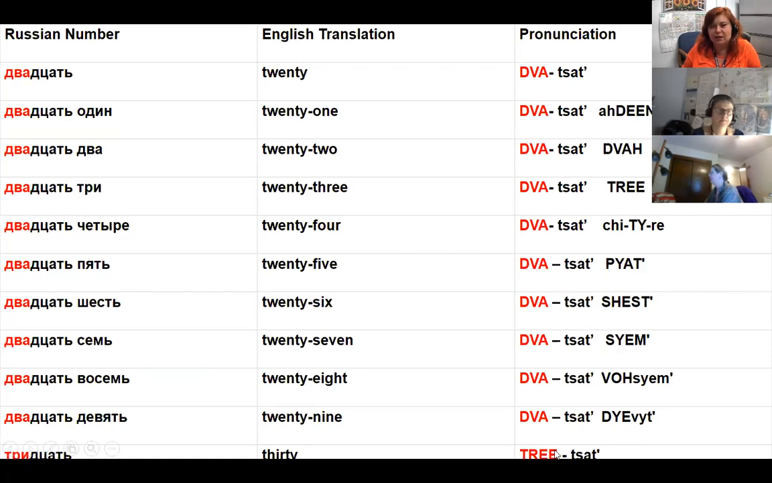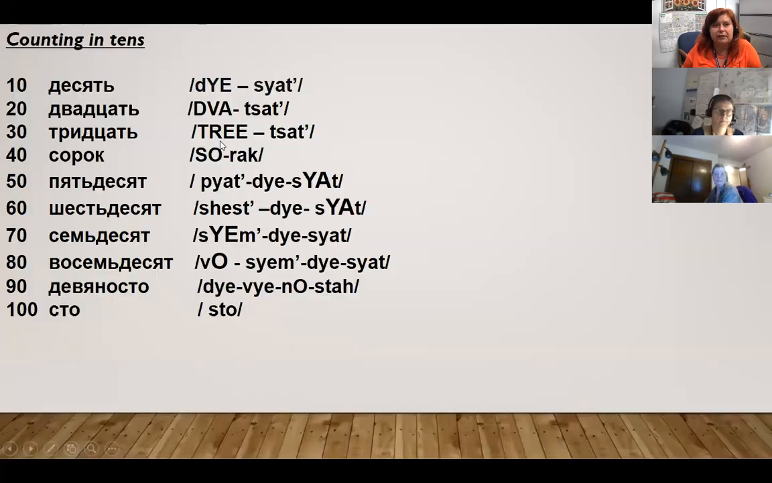30. So do you see how compound numbers are made? You use 20 plus 1, 2, 3, 4, 5. When we go to the following ten, 30, it's the same way. 31, 32, 33, and so on.